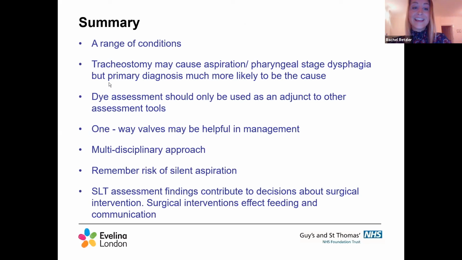Overall, there are a range of conditions that we manage: congenital, acquired, varying locations, different dynamic or static effects on breathing, voice and feeding, and again, the list goes on and on. For tracheostomy, keep in mind that tracheostomy may cause aspiration or pharyngeal stage dysphagia, but the primary diagnosis is much more likely to be the cause. So remember why that child has a tracheostomy. And keep in mind, a dye assessment for our tracheostomy population should only be used as an adjunct to other assessment tools if felt appropriate.